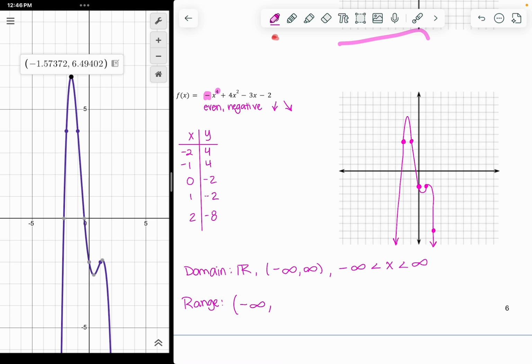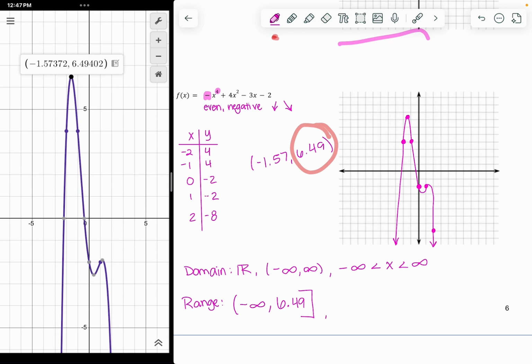And that would be the point -1.57, 6.49. So the only thing that I really care about is this 6.49. So I'm going to go from -infinity to that stopping point of 6.49. And instead of using a parenthesis there, I'm going to use a bracket because that is a real point on this graph. It's a point that I could count to. It would be really ugly to count to, but I can touch it, I can count to it, so I'm going to put a bracket around it.